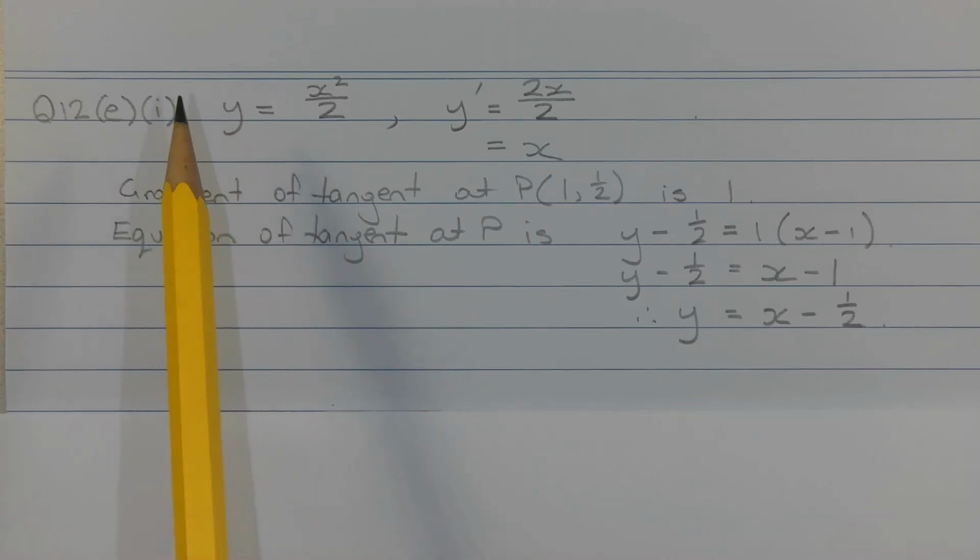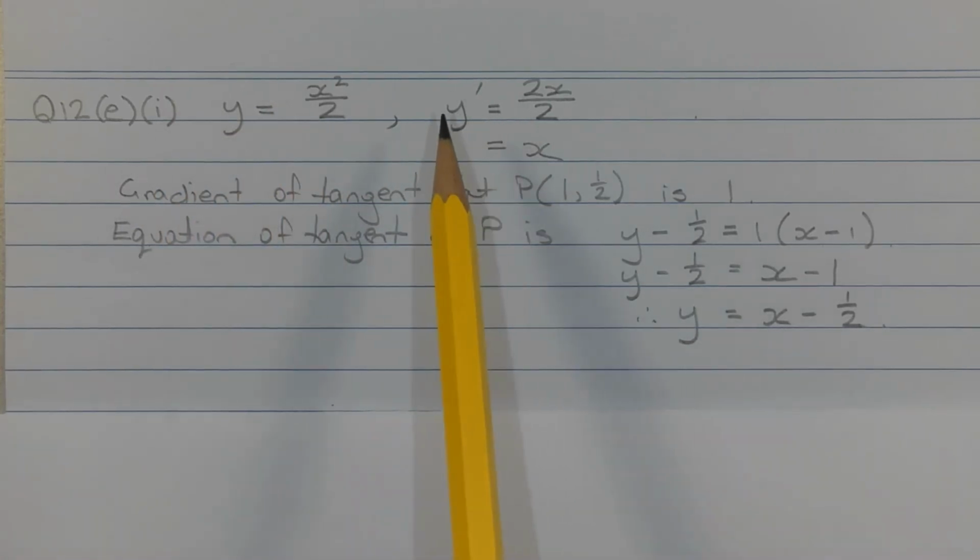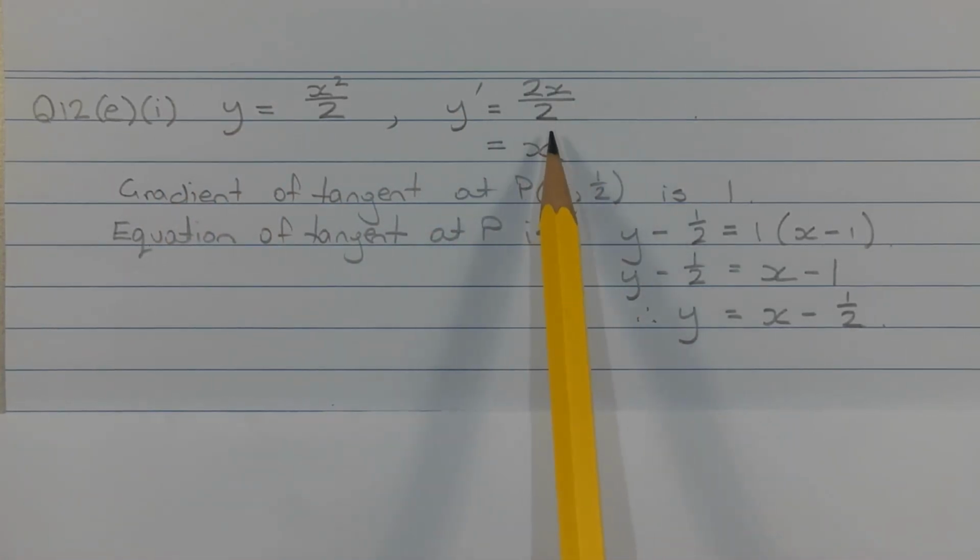So differentiating y with respect to x, we get y dash is equal to 2x over 2, which simplifies to x. So the gradient function is y dash equals x. So the gradient of the tangent at its point of contact is equal to its x coordinate, since y dash equals x. And the gradient of the tangent at the point P (1, 1/2) is 1.